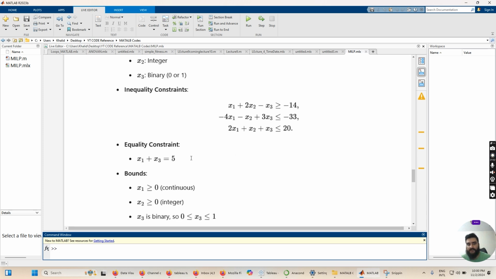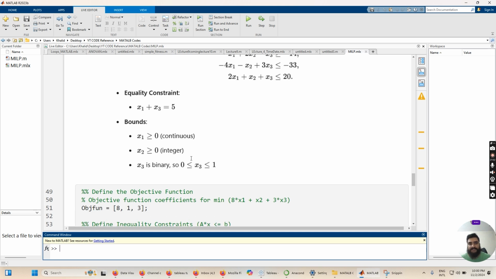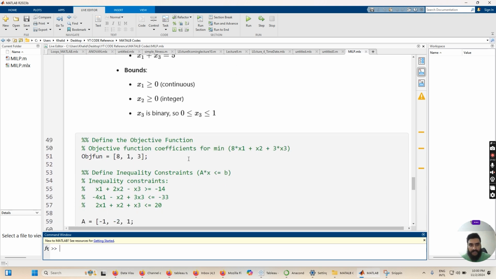Okay, now you understand the objective function, you know the decision variables, you know the inequality constraint, you know the equality constraint and bounds. Let's move on and actually implement that problem in MATLAB and optimize the function to get the values of x, y, x1, x2 and x3.